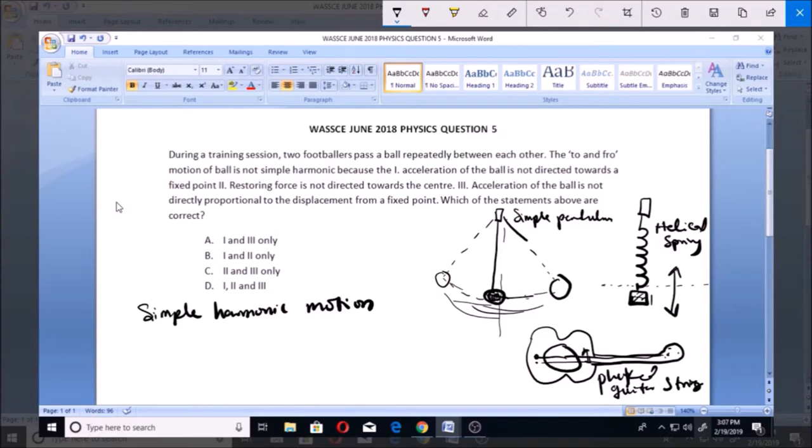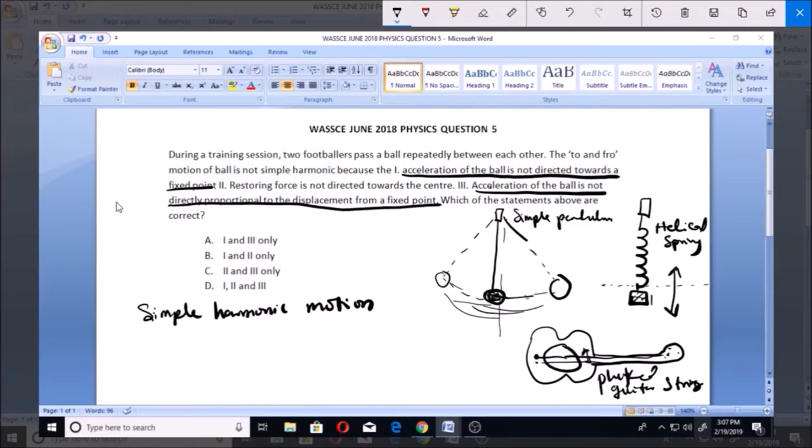Now, one very important attribute of a simple harmonic motion is that the acceleration of the load or the string in this case is directed towards a fixed point. Very, very important. And another aspect of simple harmonic motion is that the acceleration of the string or the load in our case is actually proportional to the displacement from the fixed point.